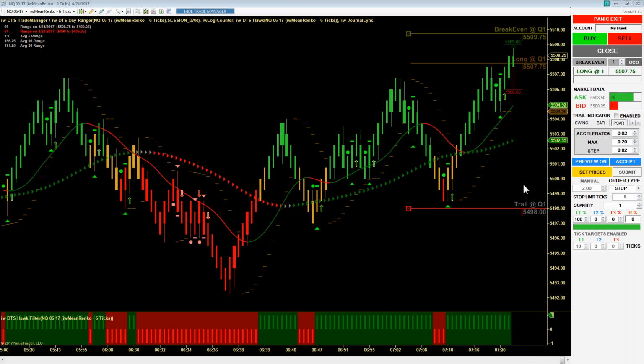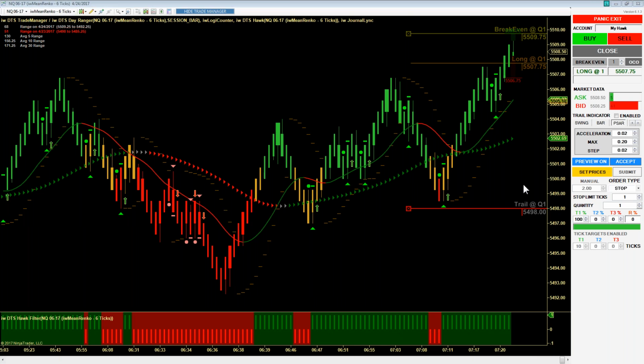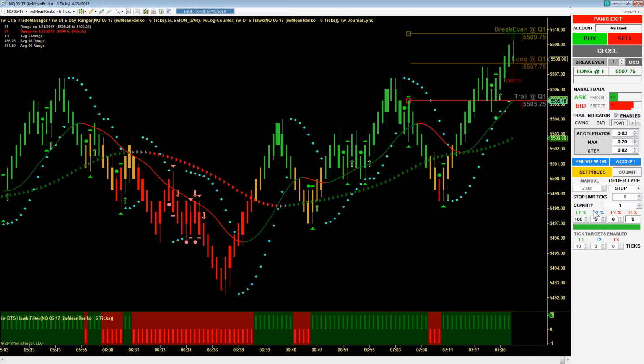Well, we're getting some follow through here. I think I'm going to move into the parabolic mode here. My profit target, up here, looks like we got about 5 ticks in, and now the market's looking for some support.